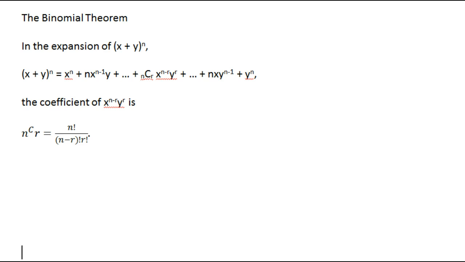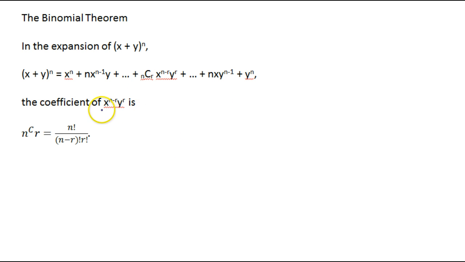So here's what the binomial theorem says. It says in the expansion of x plus y raised to the n power, x plus y to the n is going to equal x to the n plus n x to the n minus 1 times y to the first plus dot dot dot. And then this is the number of n objects taken r at a time. N choose r. Okay, I'm not going to read that out because it's kind of confusing. But basically it boils down to this.